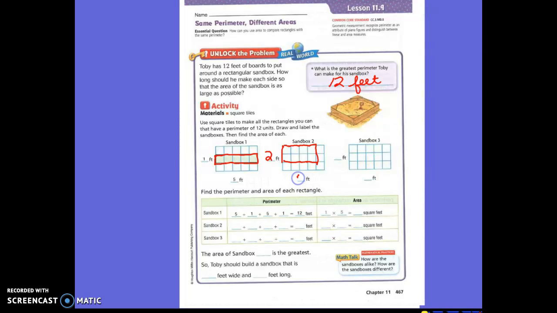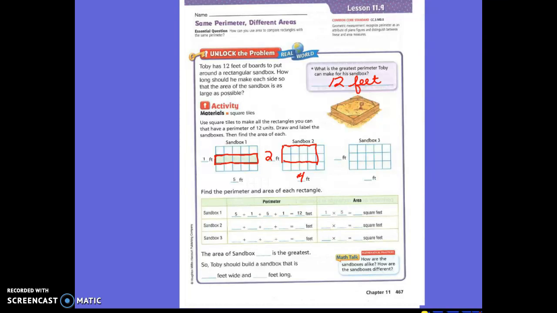Count across. How many squares across? 4. I'm asking for the width, not the height. If you drew 5, you drew too many, and that means your perimeter has to be longer. It's not 12. So there's another way. You could have 2 feet by 4 feet.